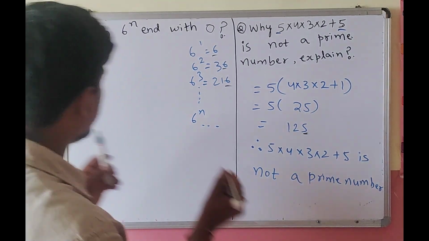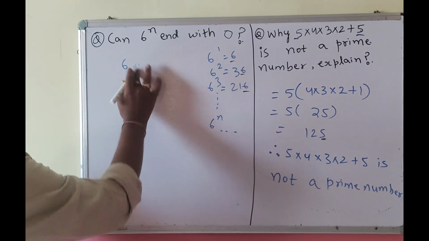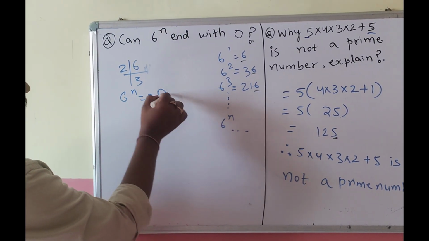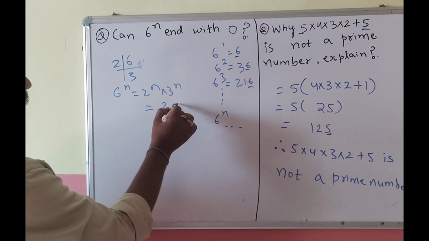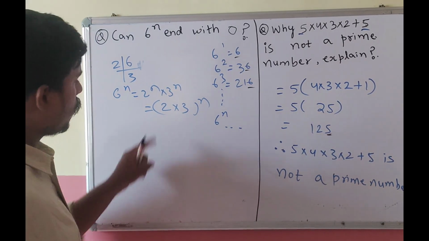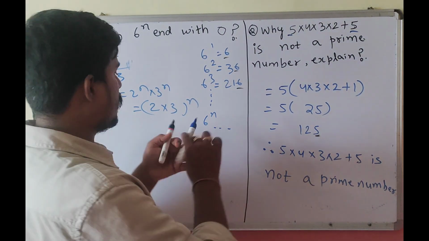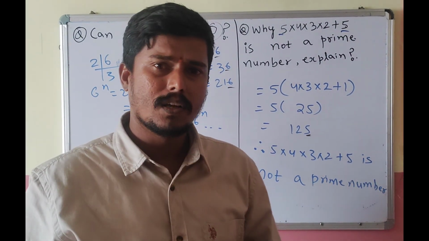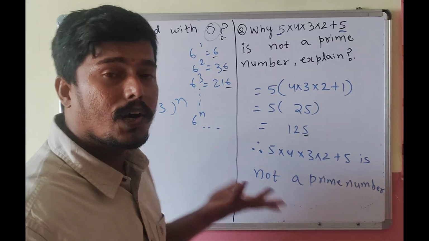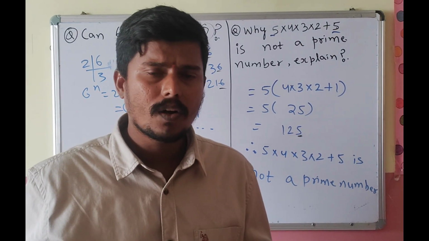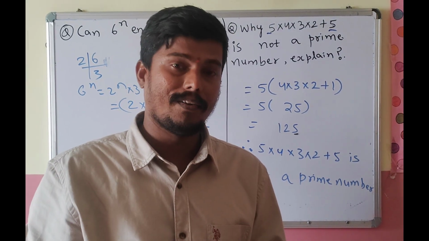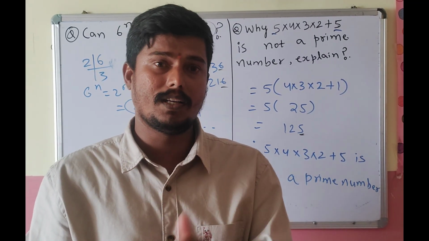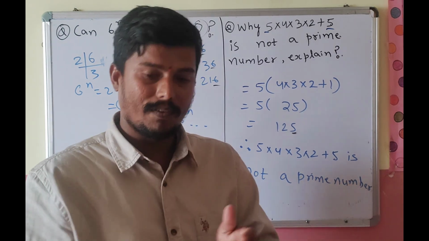So what does the prime factorization of 6 say? Using the fundamental theorem of arithmetic, 6 is nothing but 2 into 3. So 6 power n is nothing but 2 power n into 3 power n, or you can also write (2 into 3) power n. I told you, in order to end with 0, it should have both 2 and 5 as factors. But it has 2 and 3. Is 5 there? Not there. So it should have 2 and 5. Other numbers, leave them out. But 2 and 5 should be there. Whether other numbers are there or not is secondary. But if 2 and 5 are there, it will end with unit digit 0.